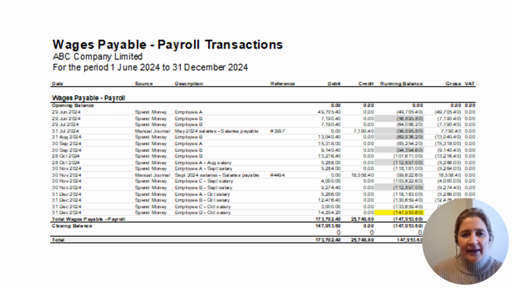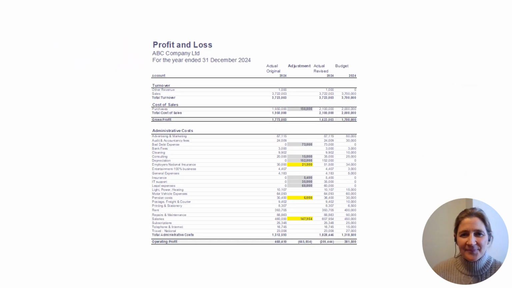What you should be seeing each month is basically a manual journal that takes the amount out of here, puts it into the P&L, and everything goes down to zero. So because this isn't happening at the end of December, I can see that actually there's about £147,000 that has not gone into the profit and loss account. And as we'll see in a minute, this has then impacted the P&L.